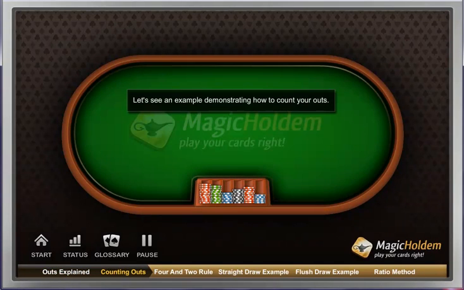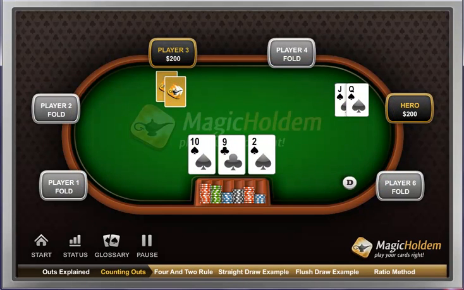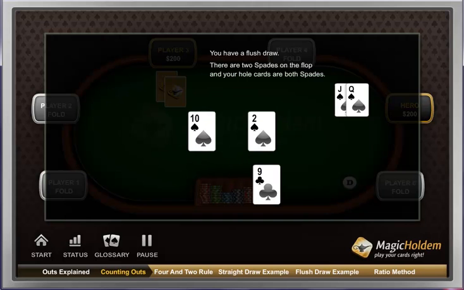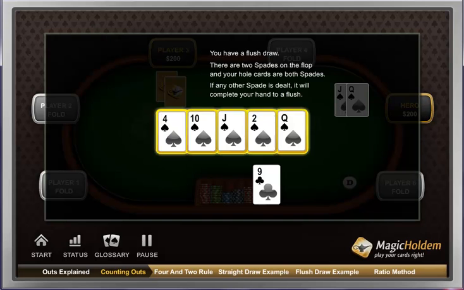Let's see an example demonstrating how to count your outs. Let's count your outs. You have a flush draw. There are 2 spades on the flop, and your hole cards are both spades. If any other spade is dealt, it will complete your hand to a flush.